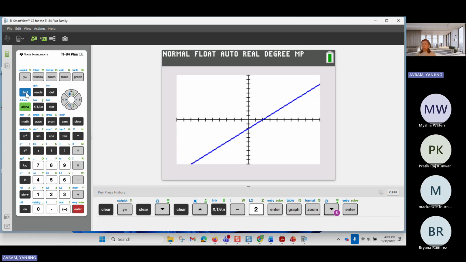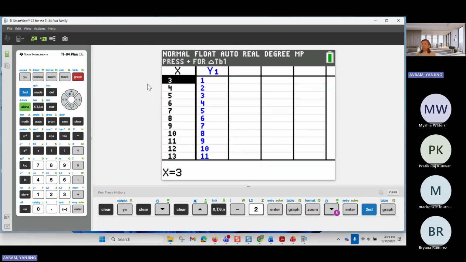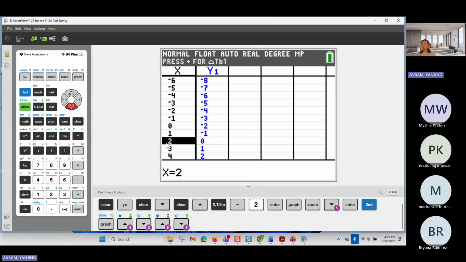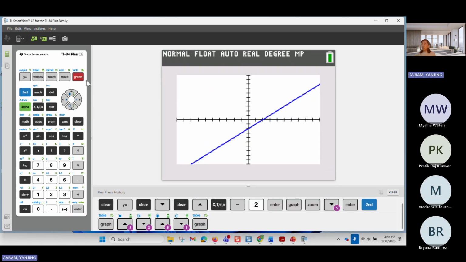And then if you go to the second graph, it will show you the table. So if you don't really want to calculate this by hand, you can calculate from the table. Look at when x equals 0, y will be negative 2. And you can move up and down to have a different x and y value. And then when y is 0, x will be 2. So now you can see this one passes through x is 2, y is 0.